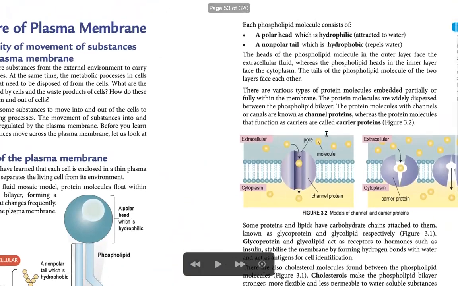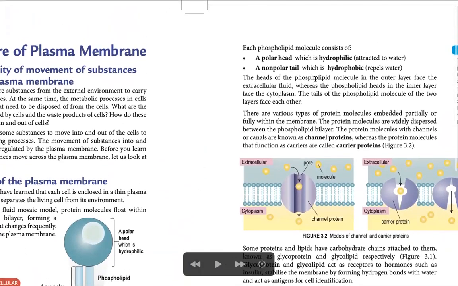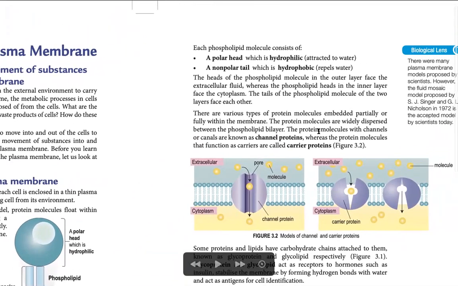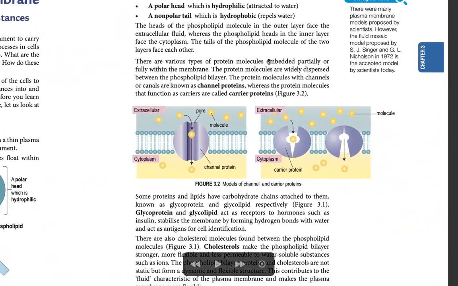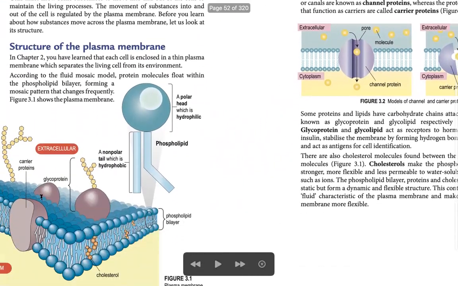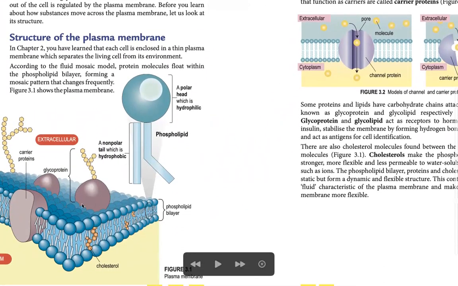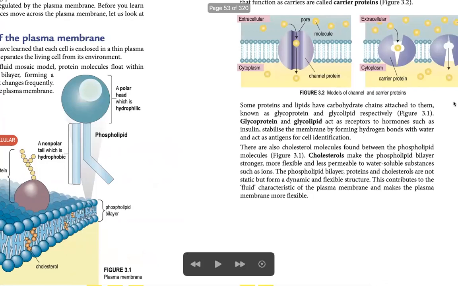Tengok ni. Okay, this is the one that I have discussed with you just now. Ni, there are various types of protein embedded partially or fully within the plasma membrane. Kalau ini embedded fully lah kan. Kalau embedded partially, contohnya yang ni glycoprotein. Dia tak melekat sepenuhnya dekat sini. Dia akan melekat on the surface sahaja. Okay.